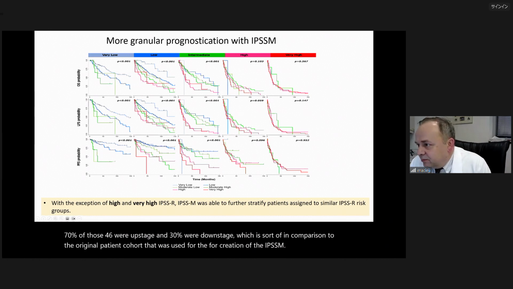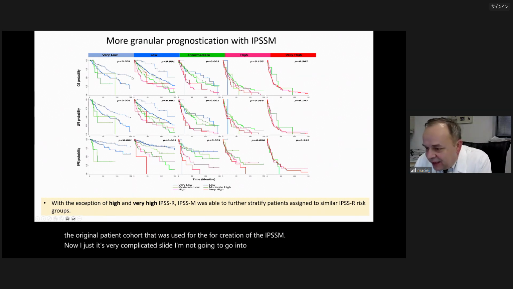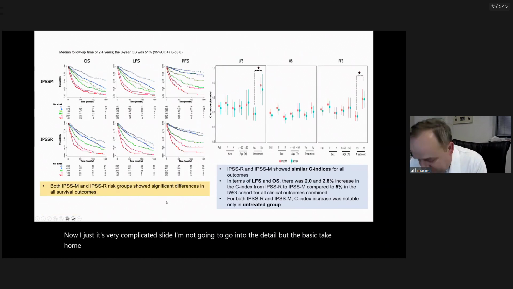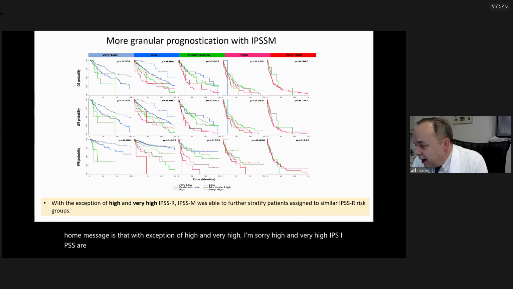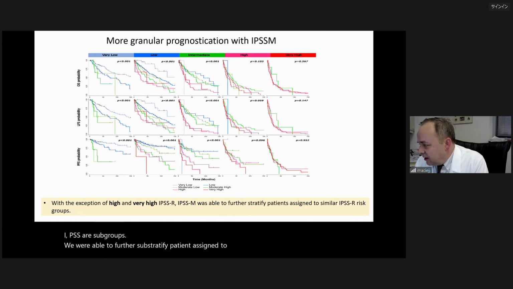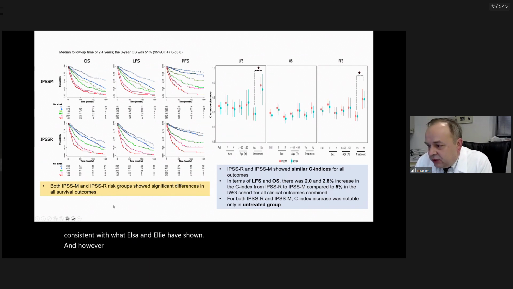Now, it's a very complicated slide. I'm not going to go into the detail, but the basic take-home message is that with the exception of high and very high IPSS-R subgroups, we were able to further substratify patients assigned to similar IPSS-R risk groups, and this is consistent with what Elsa and Ellie have shown. However, there were significant differences.